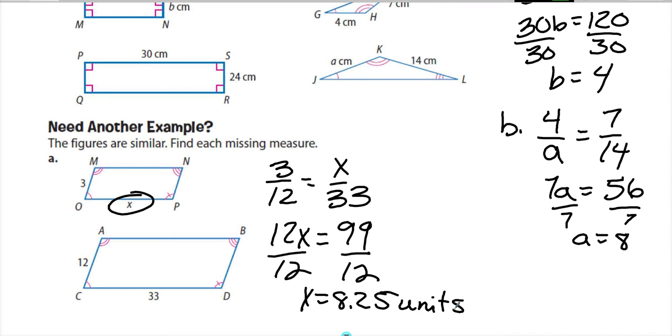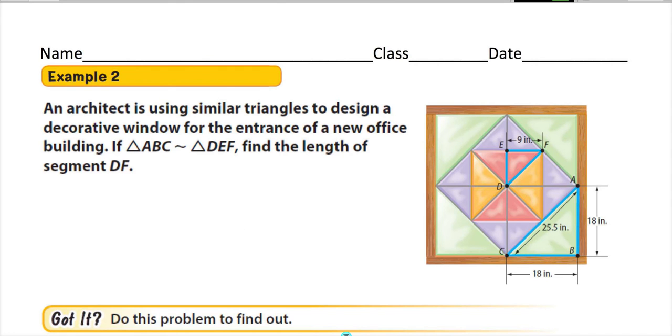All right, let's continue on. Example 2 says an architect is using similar triangles to design a decorative window for the entrance of a new office building. If triangle ABC is similar to triangle DEF, find the length of the segment DF.